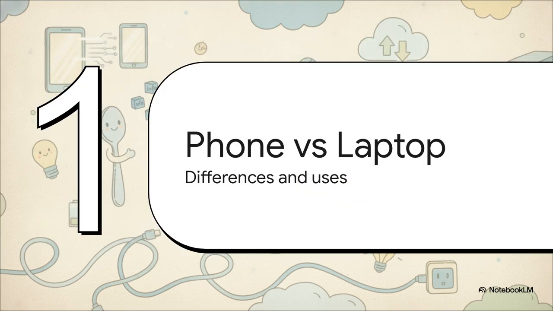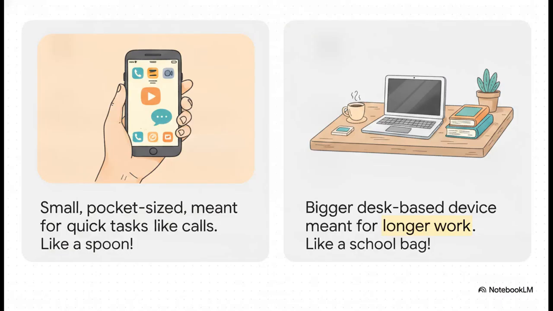All right, moving on to Section 1, the phone versus the laptop. Let's look at their differences and uses. So these are the two main digital devices we interact with daily, but they're not exactly the same. The phone is small. It's pocket-sized. You can hold it in one hand, making it absolutely perfect for quick tasks. Calling an auntie, checking a text message, maybe watching a short video. It's kind of like a small notebook you keep in your pocket for jotting down quick thoughts.